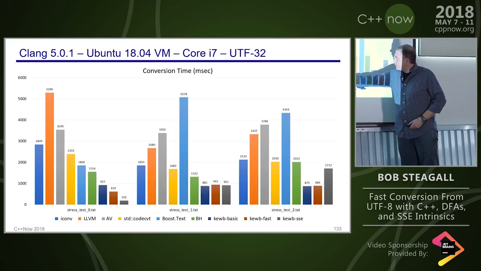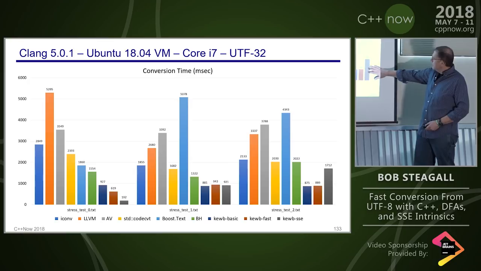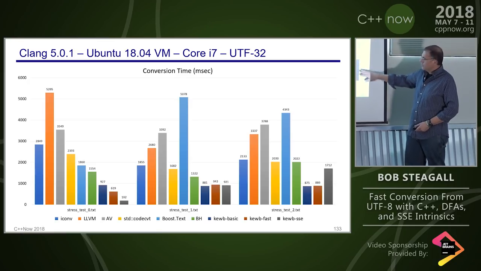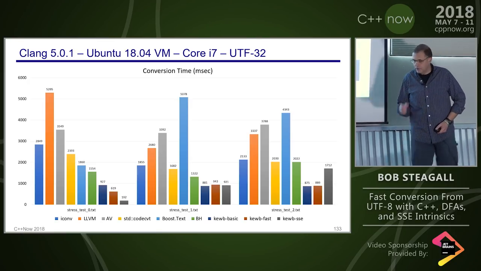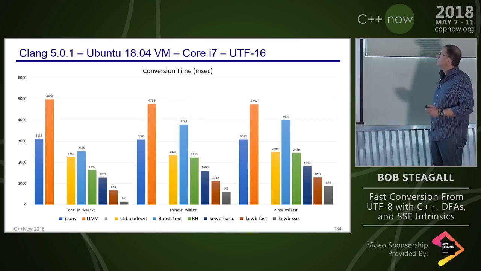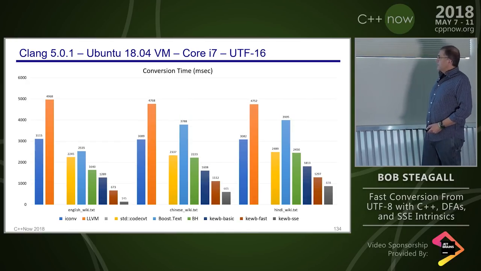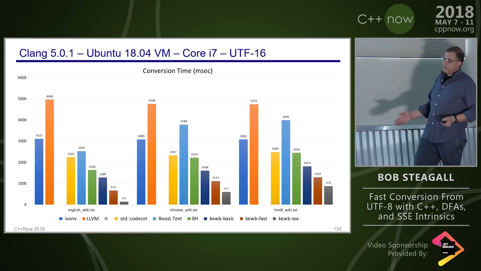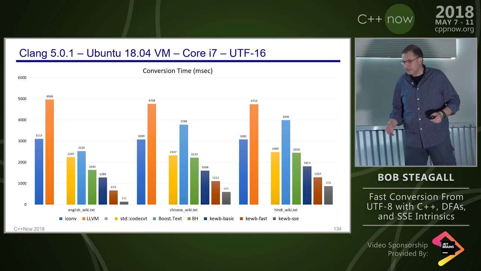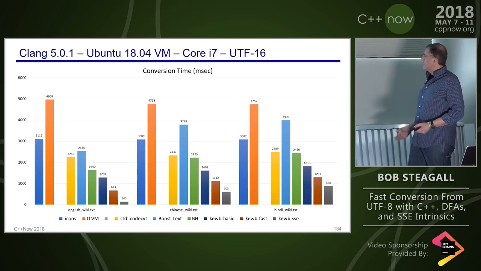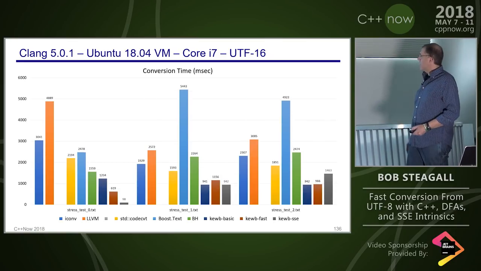So I have similar performance here as with GCC, and again, similar performance characteristics in stress test 2, which is the interleaved Chinese and ASCII characters. And I ran through the same exercise with UTF-16 to confirm that the performance behavior that you see across these different languages is similar. There are not really many surprises here.